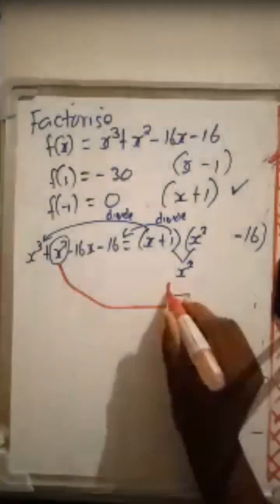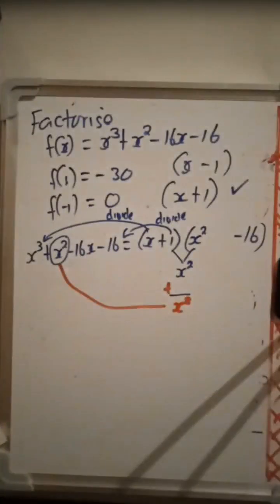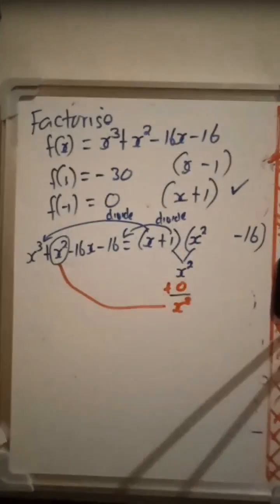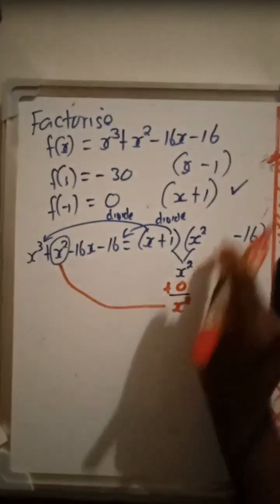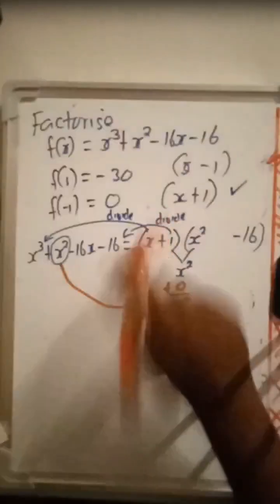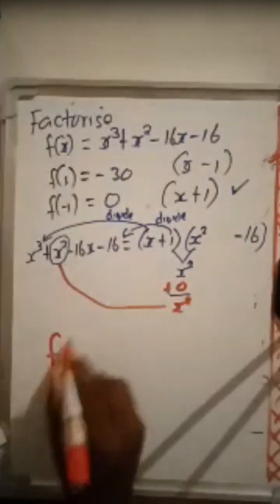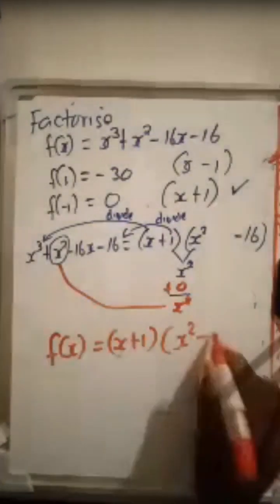So what do we need to add to x squared in order to get x squared? We need to add 0, isn't it? X squared minus x squared is 0. So it means also here there's 0. You get that? Because what we're supposed to take here is what you get here, after dividing by x and removing the square. So f of x is equal to x plus 1 and x squared minus 16.